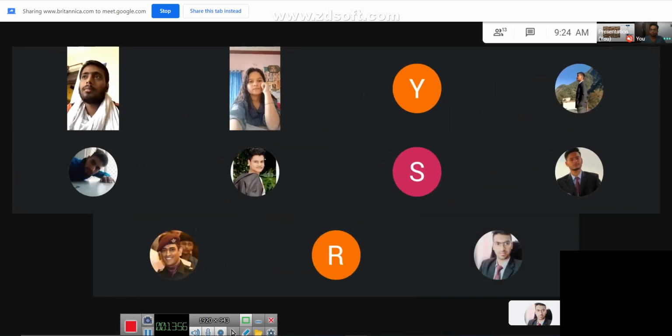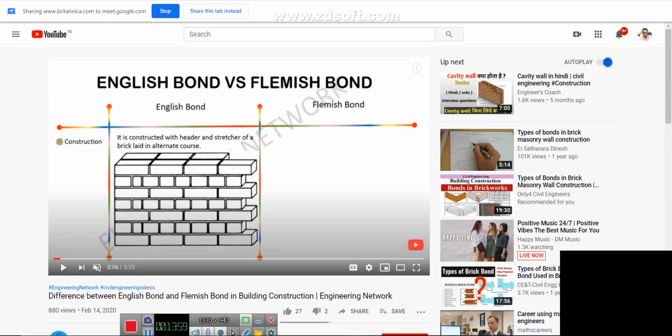Okay, fine. So now understand the difference between English bond and Flemish bond properly. This is the elevation of English bond. You can observe it. You are having one structure course. Above the structure course, you are having a header course. In the header course, immediately after the first header, you are placing a queen closer.